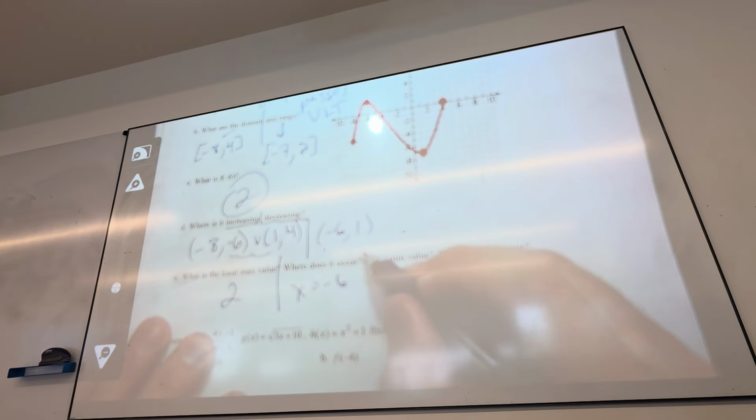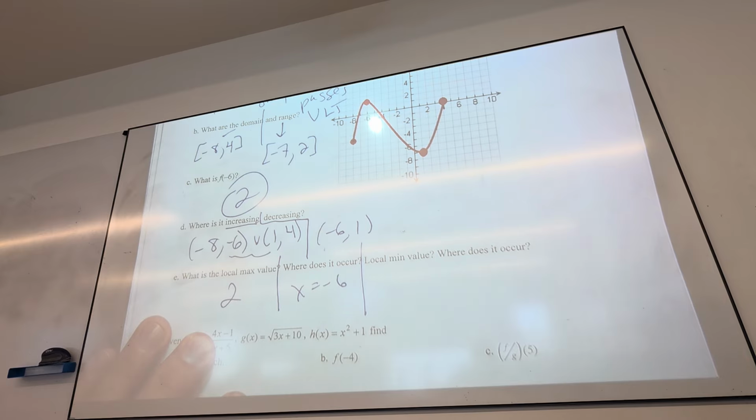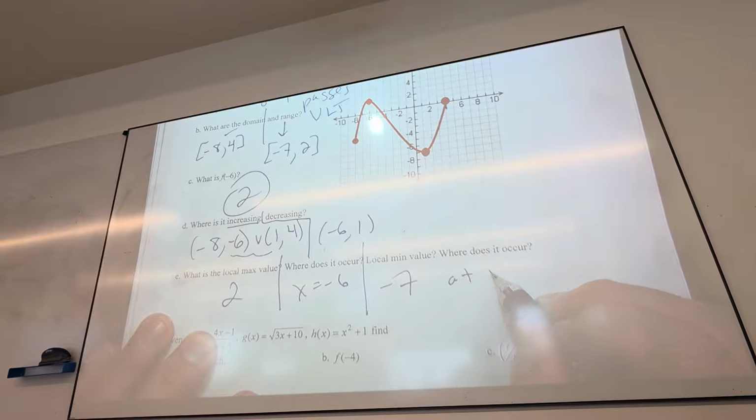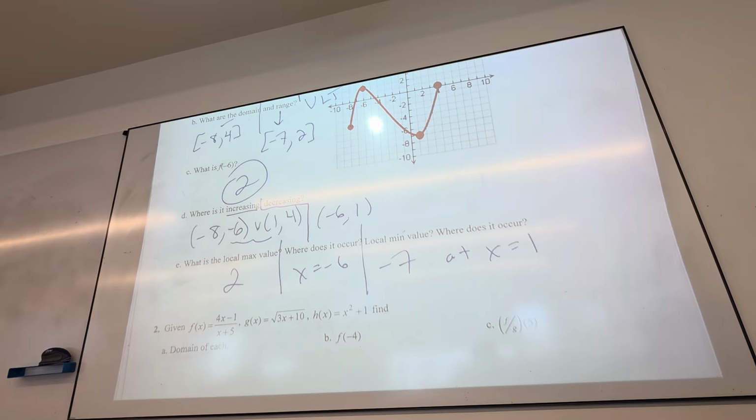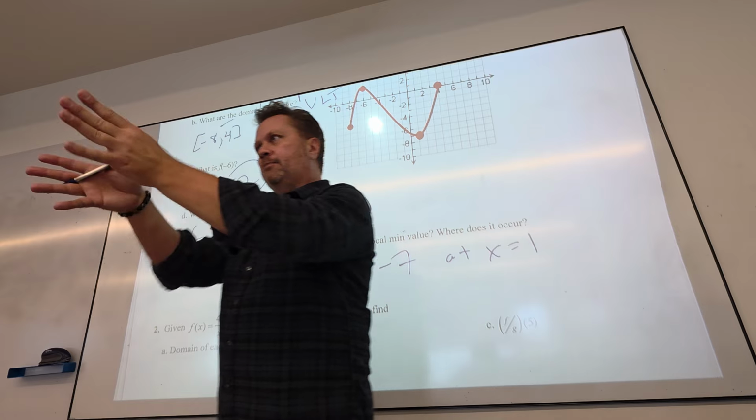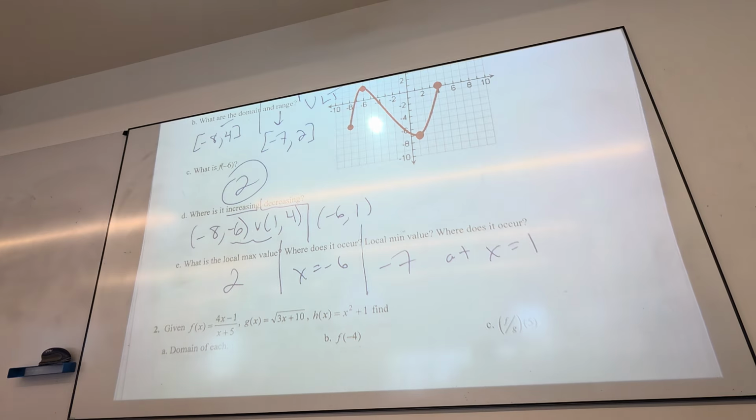And of course, same idea. Where's the local min? Or I'm sorry, what is the local min? What's the local min value? What's the local min output? What's the lowest output? -7. And where does it happen? Yes, cool. Okay. So in general, where are x values? Where are y values? Where are the inputs? Where are the outputs?